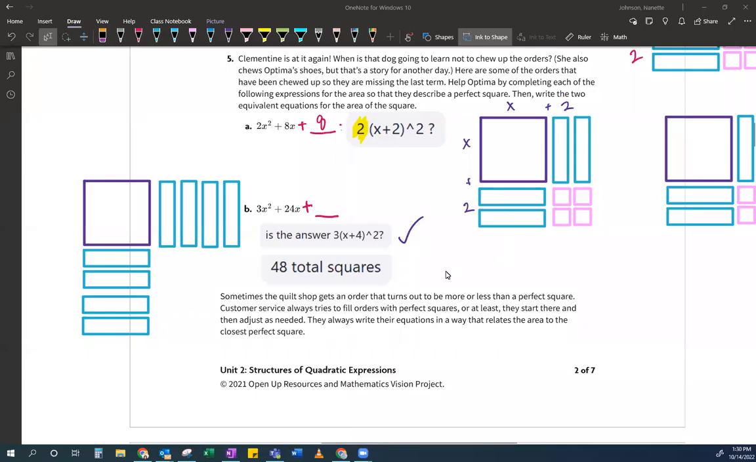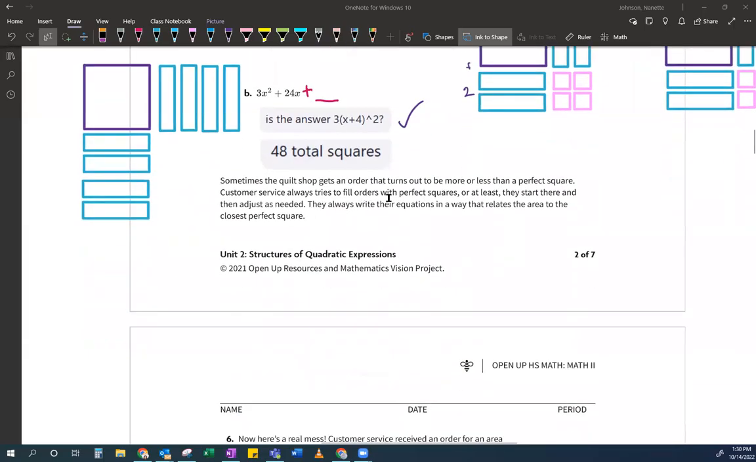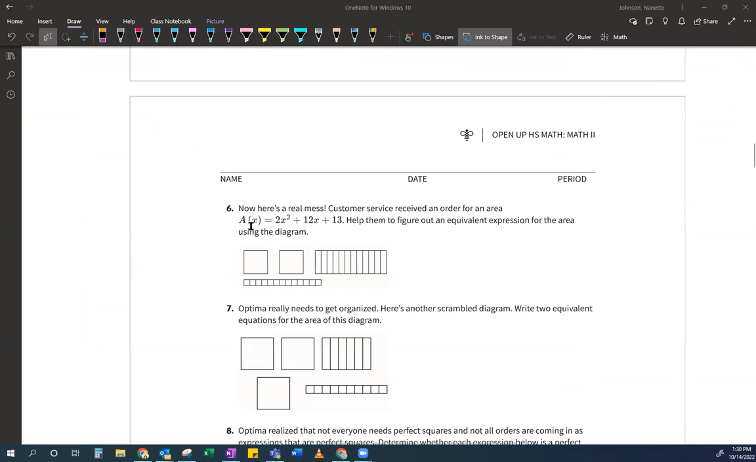So then it says, sometimes the quilt shop gets an order that turns out to be more or less the perfect square. Customer service always tries to fill orders with perfect squares, or at least they start there and then they adjust as needed. They always write their equations in a way that relates to the area of the closest perfect square. So for example, here's a real mess.